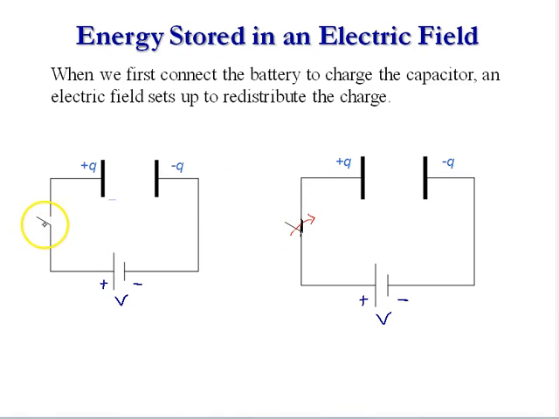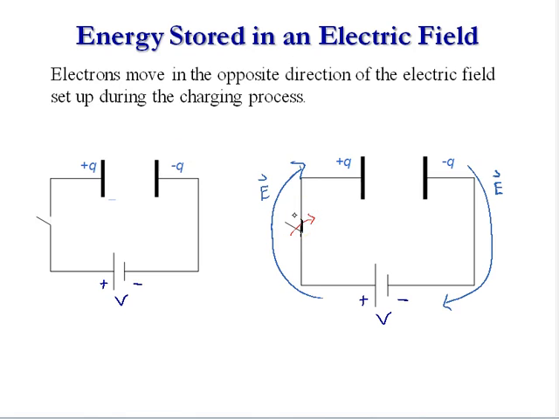So initially, when our switch is open, there is no electric field between the plates of the capacitor. There's no charge on the plates of the capacitor, and there's no potential difference across the plates of the capacitor. Once we close the switch, an electric field sets up in those wires between the terminals of the battery and the plates of the capacitor. And we have these potential surfaces that will eventually become equipotential surfaces, but not until after the charge redistributes.